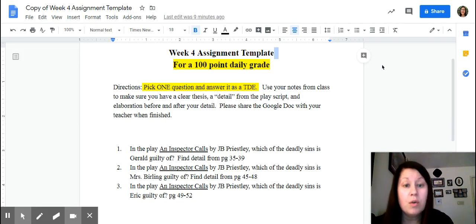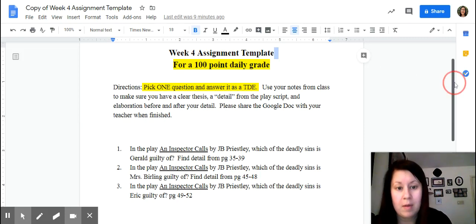So for this week, you can write about Gerald, you can write about Mrs. Birling, or you can write about Eric Birling. Of course, Gerald is Sheila's fiance, Mrs. Birling is Sheila's mother, and Eric is Sheila's brother. So whichever character you feel like was most interesting to you, or the deadly sin that they commit was the most interesting to you, you can choose to write about that character.